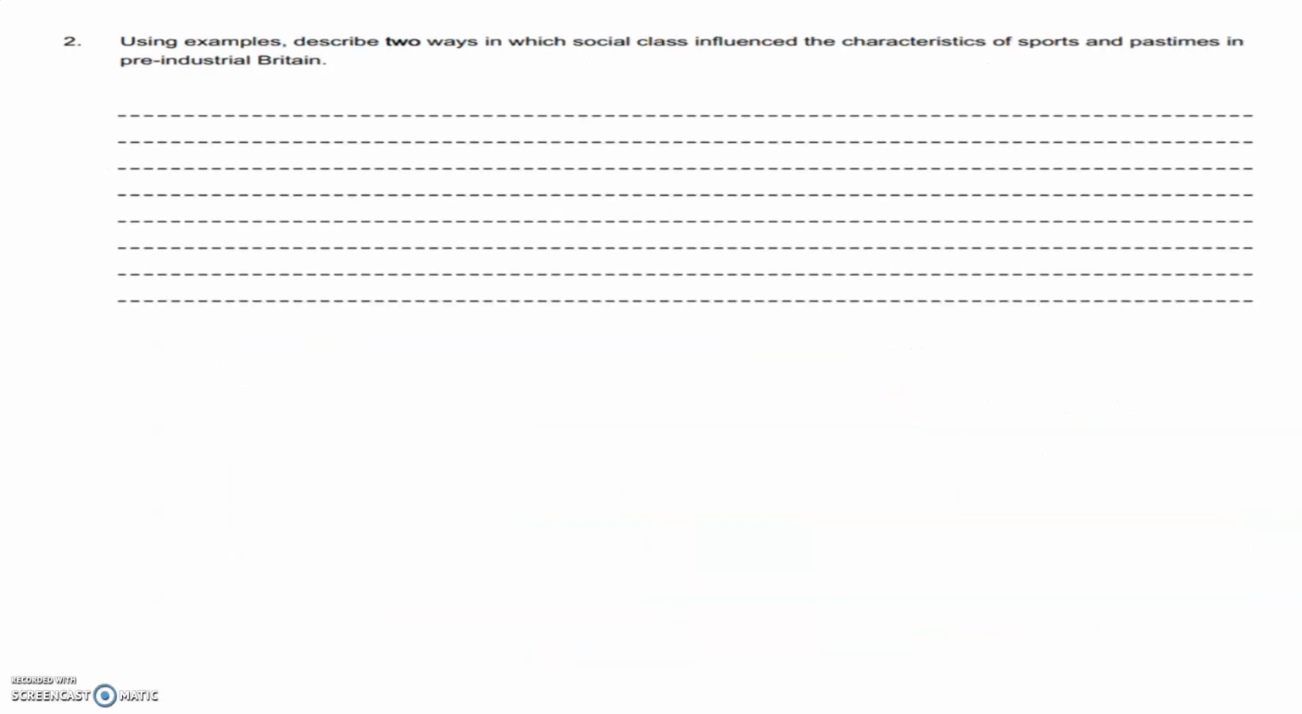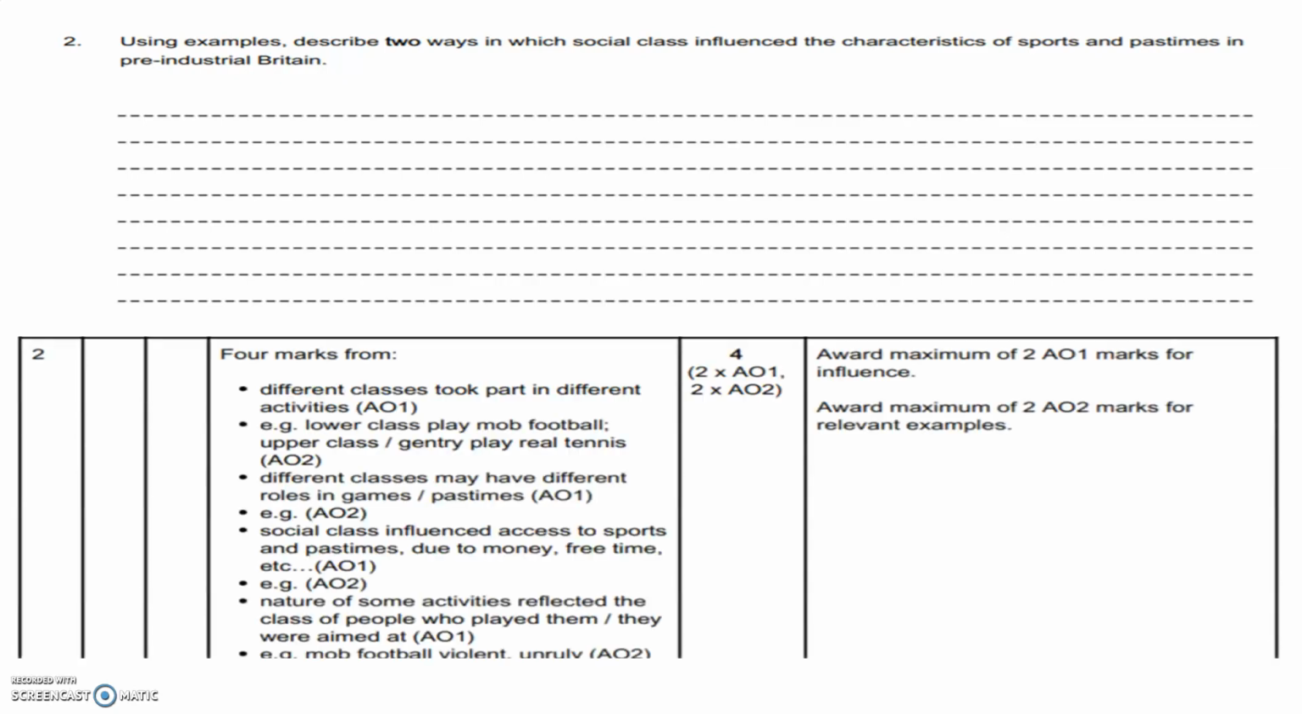Okay, question 2. Using examples, describe 2 ways in which social classes influenced the characteristics of sport and pastime in pre-industrialised Britain. Okay, so these are some of the points that you could have got down. Different classes took part in different activities, and often the lower classes played things like mob football, upper classes, as we said, playing real tennis. You could have mentioned the fact that different classes may have had different roles in their games and pastimes. So again, you could explain that in a little bit more detail, and you can just keep on going through the bullet points to help you.